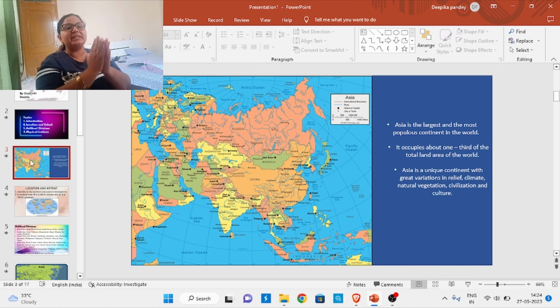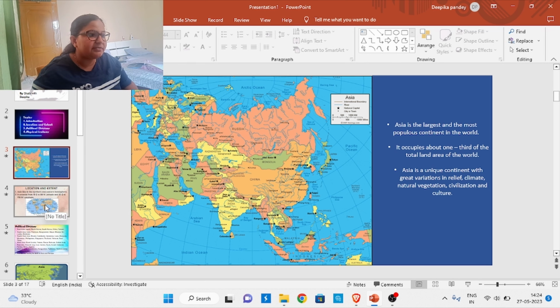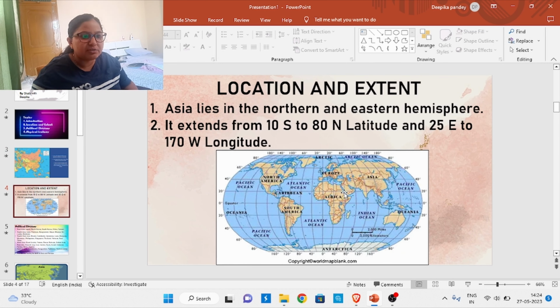The Bering Strait separates Asia from North America, and the Suez Canal separates it from Africa. See here, Africa is also very near to it, right. So the Suez Canal is located here, which separates it. Also we will find here the Red Sea, okay, which also separates. We can say that yes, it is there in between Asia and Africa.